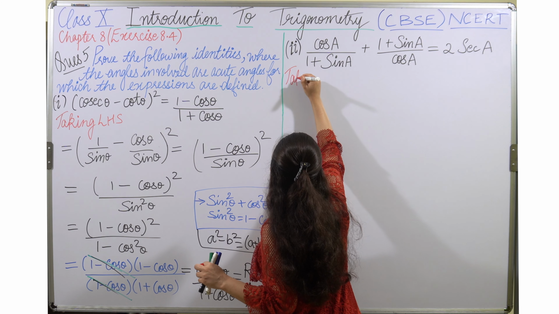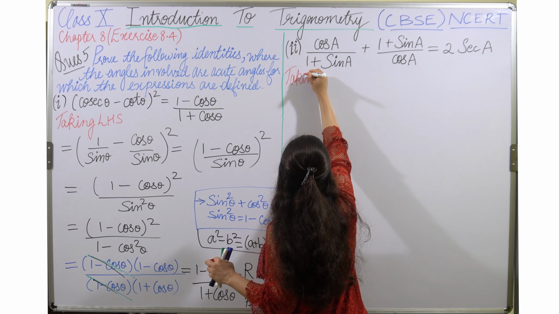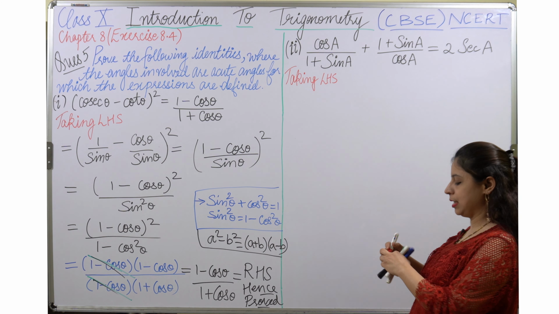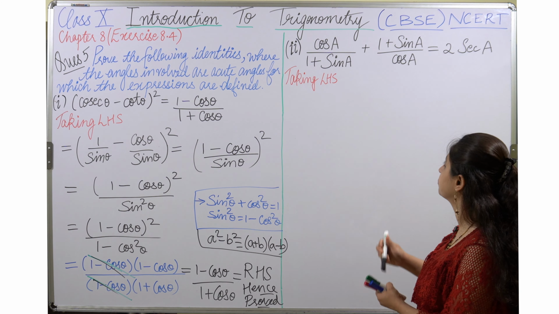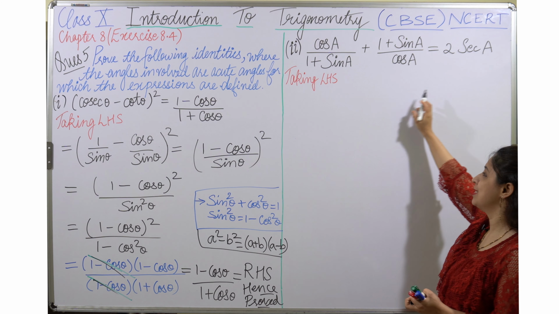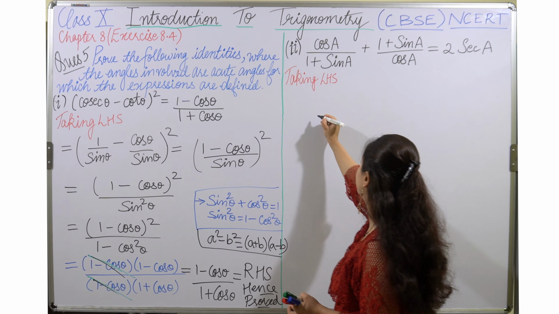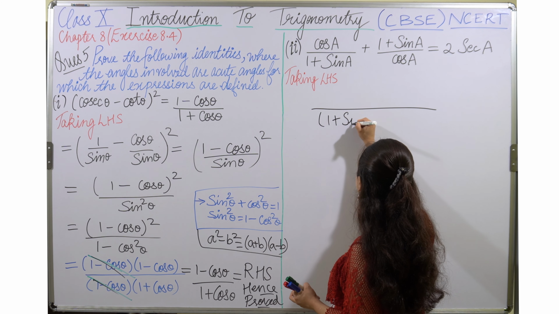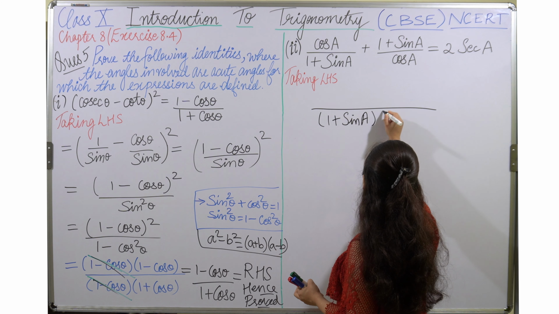So taking the LHS, left hand side, we can directly take the LCM over here. So we are taking the LCM, and the LCM will be 1 plus sin A into cos A.